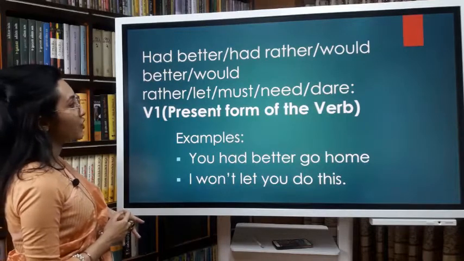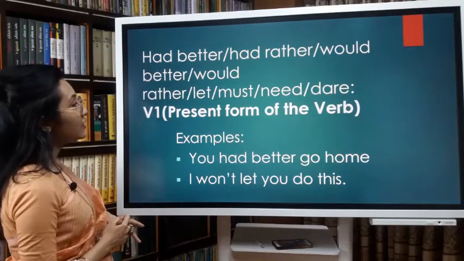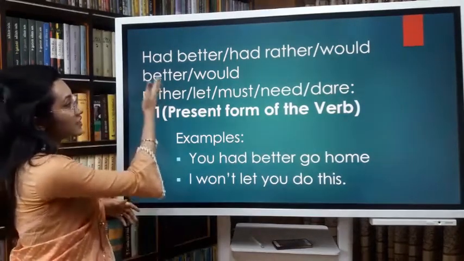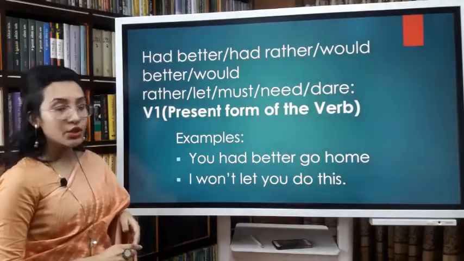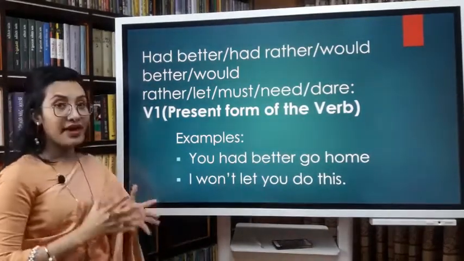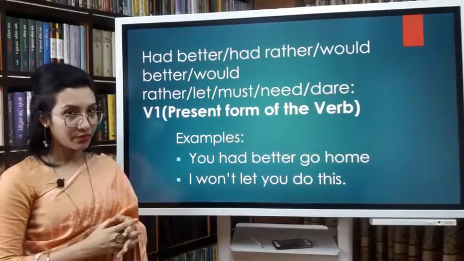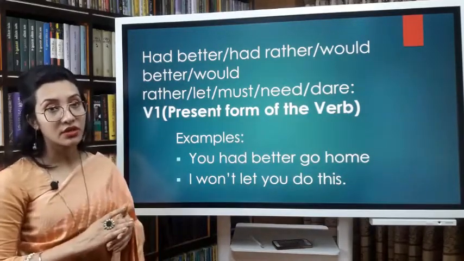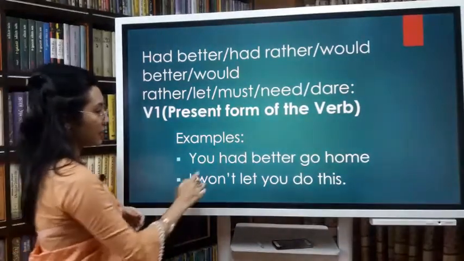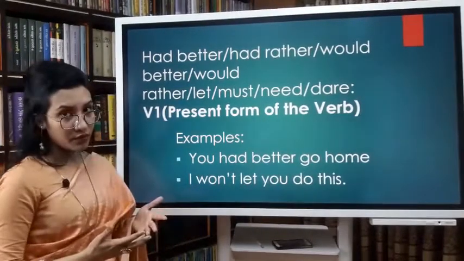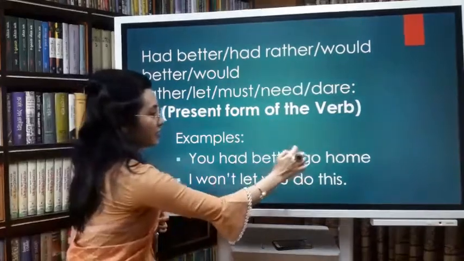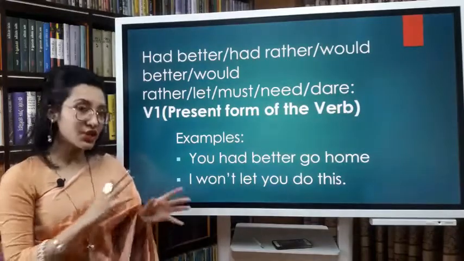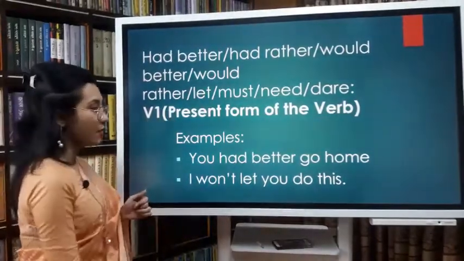Had better, had rather, would rather, let, must, need, dare. This type of expressions is going to use V1, that is the base form of the verb. No S or ES is going to be added even if the subject is third person singular number in these cases. For example, you had better go home. What you can see here? So we have written the base form of the verb go. আমরা go এর যে present form base formটা সেটা ইউজ করেছি V1 formটা the present form go.